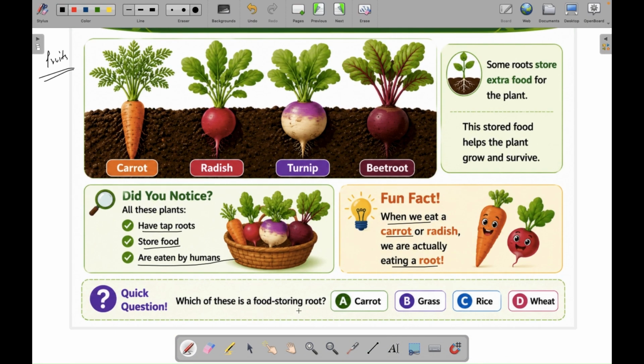Which of the following is a food storing root? It is a carrot, right? Because grass, rice and wheat don't store their food in the form of root. Only carrot, as we have seen here, stores food in the form of root.